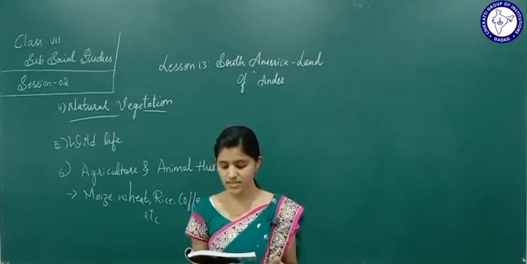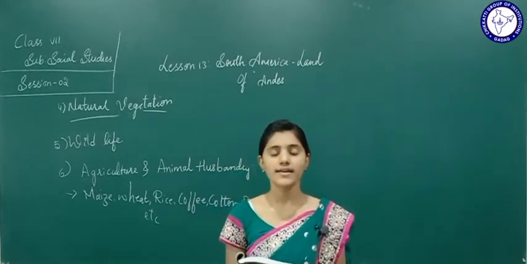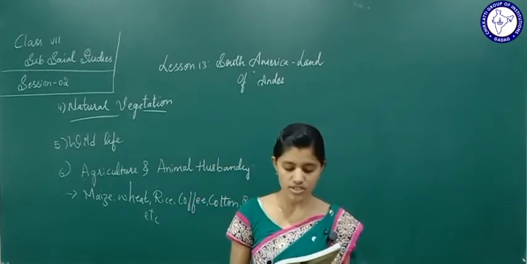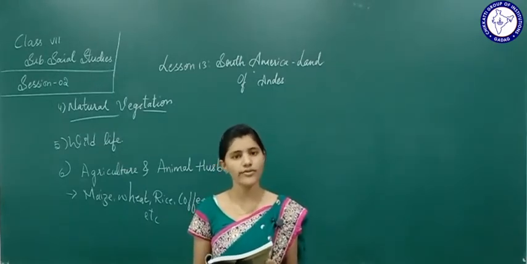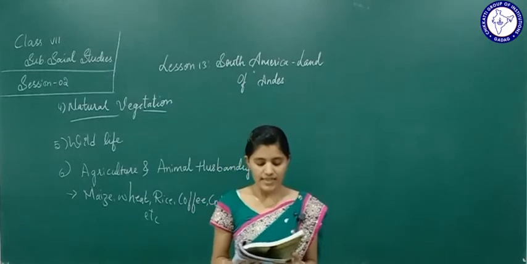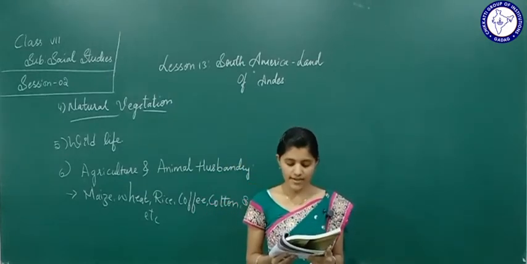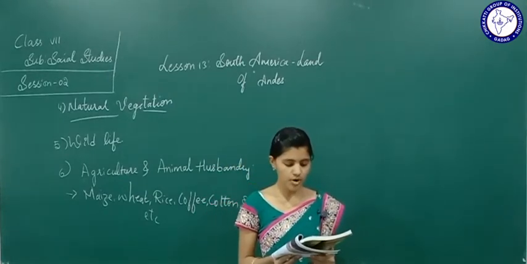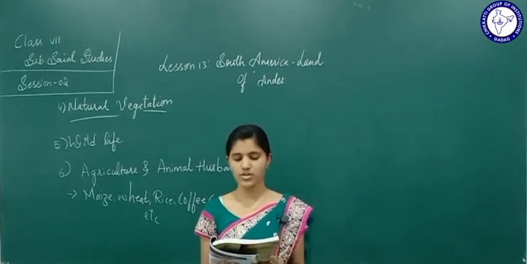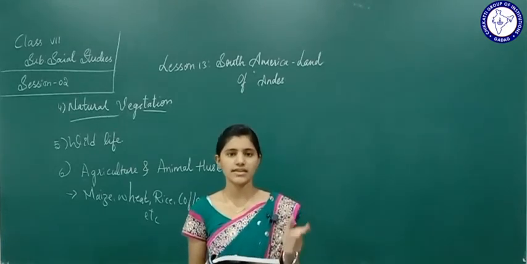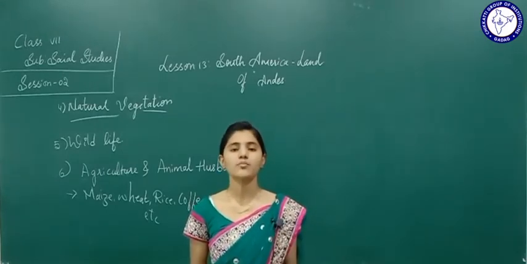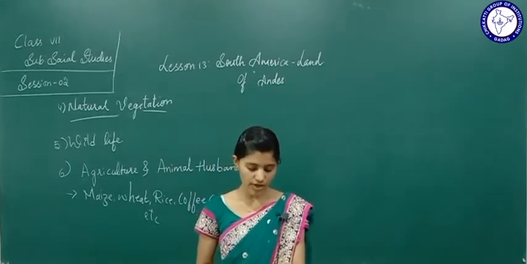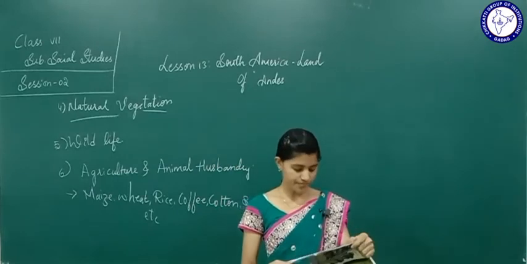China's catch is almost the same as Canada's, but mostly it is used for industrial purposes and not for the sake of food. Lake Titicaca and the River Amazon are important places of freshwater fishing. See, Lake Titicaca and the Amazon River are the important places of freshwater fishing.